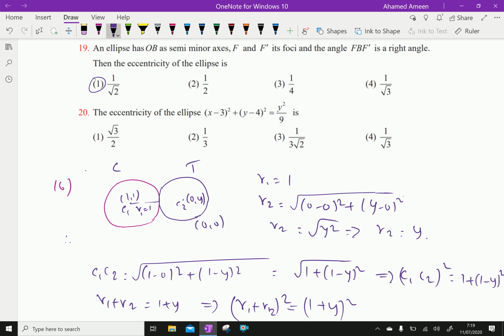Question number 20, the eccentricity of the ellipse (x minus 3) squared plus (y minus 4) squared over 9 is 1 over 3. Here the origin is shifted, because the center is not at 0, 0, so it is shifted to 3 and 4. So we can have the answer is 1 over 3. Eccentricity is 1 over 3.